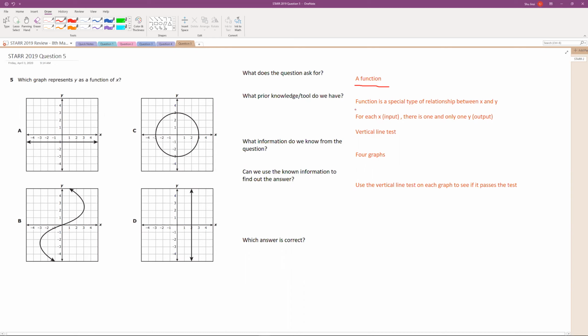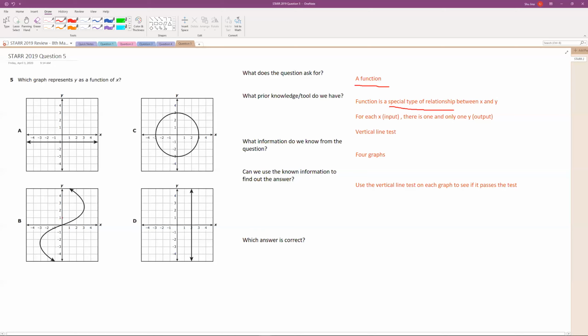We have learned that a function is a special type of relationship between x and y. It is special because for each x, we also say x can be the input, for each input, there's one and only one y, or the output. We say x is input, y is output. So for each input, there's just one output. So that's the special type of relationship that we need to look for.